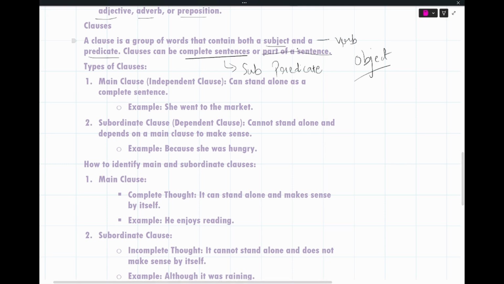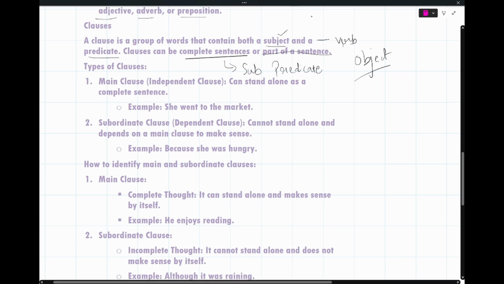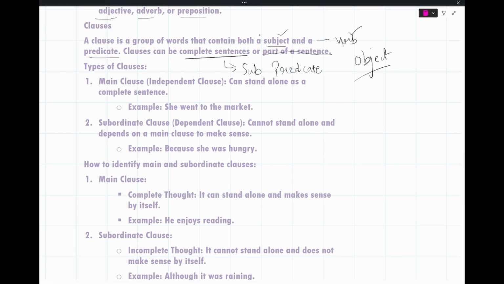Here, subject and verb. As long as you can see a subject in the sentence, and as long as you can see a verb in the sentence, your sentence will be a clause. If you have a predicate, then also it will be a clause, but it can also be counted as a complete sentence if it makes complete sense. So that is something you have to keep in mind.